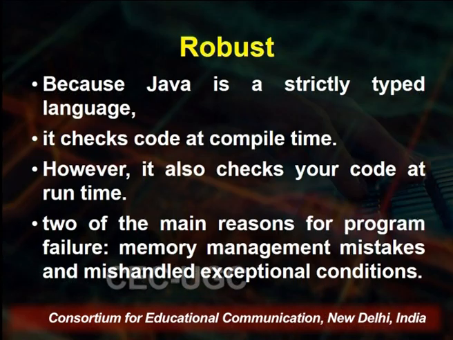Now the next quality, or the next characteristic, which we are going to talk about is robustness. When we talk about robustness, there can be many factors which we can consider in order to see that Java is actually a robust language. First of all, Java is a strictly typed language. It not only checks the code at compile time, it will also check your code at runtime. So this makes it a language which is more robust.